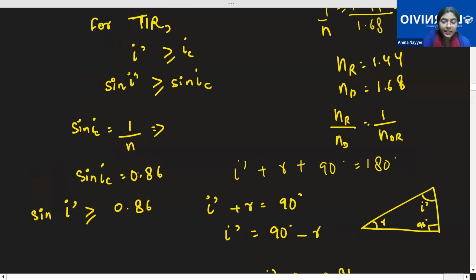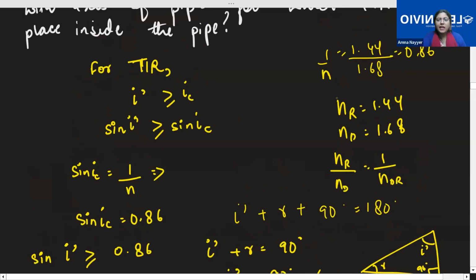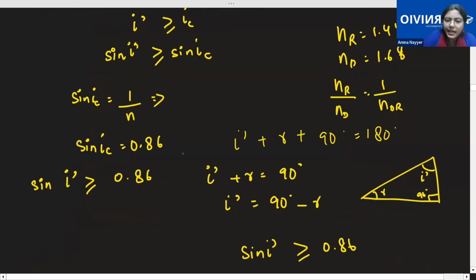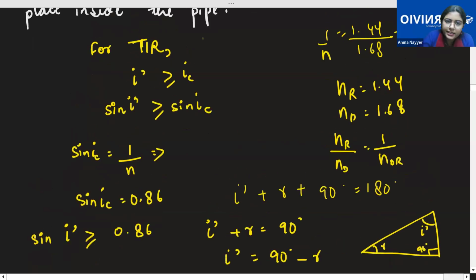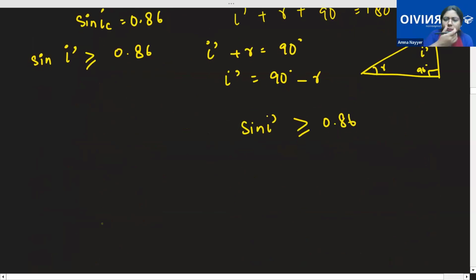Is this clear why this is greater than 0.86? Because sine IC is 1 by n and 1 by n can be calculated using the relative refractive indices concept. Two refractive indices are already given to us. So sine I dash is greater than 0.86. Is this part clear? Yes, ma'am. Okay, I'll repeat it though. If there's any trouble, you can let me know.